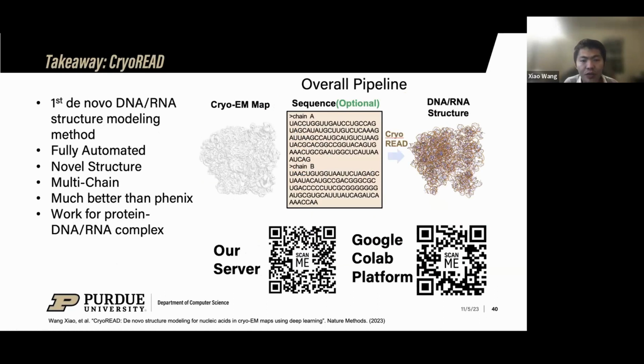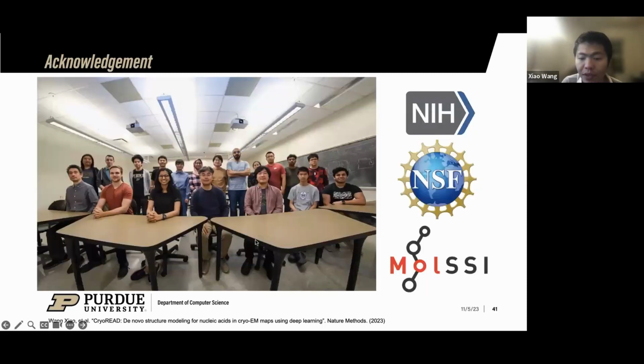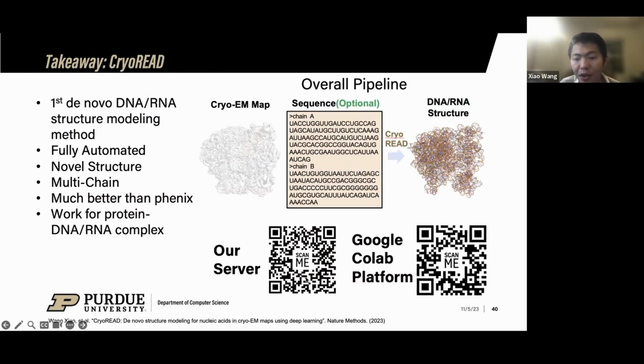In short, in this tutorial I briefly introduced our CryoREAD. CryoREAD can simply take an EM map as well as optional sequence information to build DNA and RNA structures accurately. It's fully automatic and it can deal with multi-chain structures as well as protein-DNA-RNA complexes. To use our tool, you can scan the QR code to use our server online, which is free and processes jobs quite fast. You only need to upload the EM map and sequence, then you can get the DNA and RNA structures modeled online. You can also try Google Colab with step-by-step instructions.